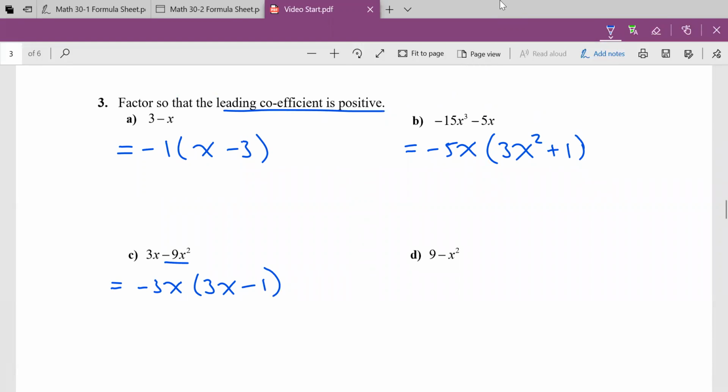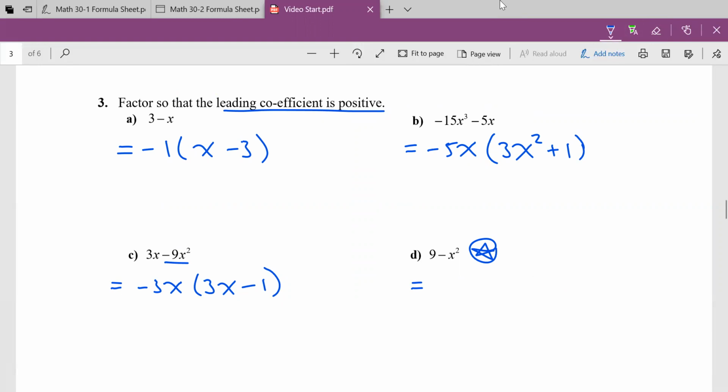Okay, D. Put a star beside this one. I'll see this all the time. I'll see someone recognize that this is a difference of squares, and they'll say this is x minus 3, x plus 3. Okay, that is very, very wrong. It's close, but it's wrong.